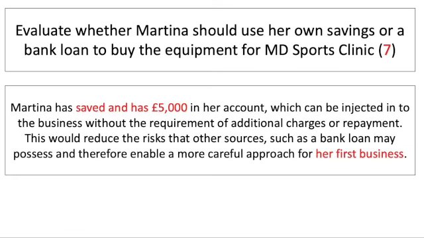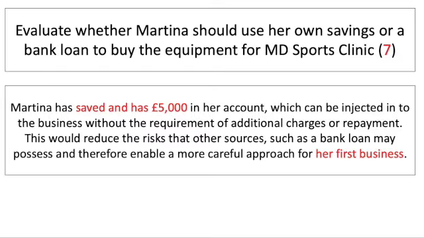So what I've done is I've said Martina has saved and has £5,000 in her account. Application, because I've used the case study and I've used the data. And this can be injected into the business without the requirement of additional charges or repayments. So I'm starting to compare and contrast with the bank loan. This would reduce the risks that other sources such as a bank loan may possess and therefore enable a more careful approach for her first business.